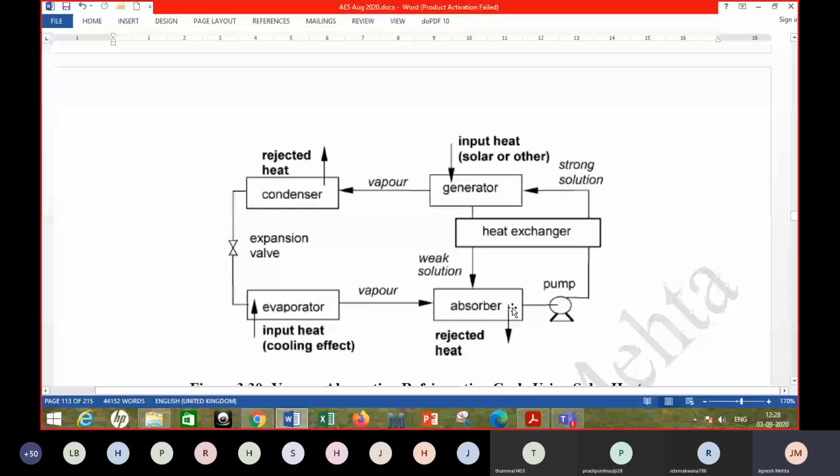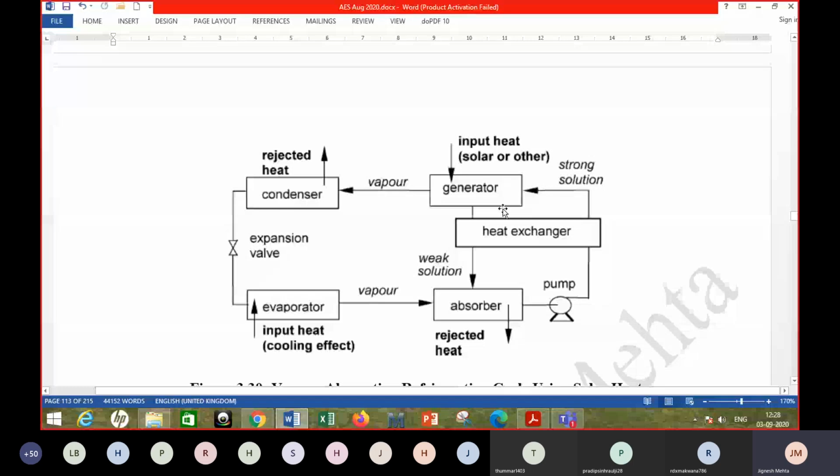So this is the main energy input which can come from solar energy, and this is how you can produce refrigeration with the help of solar energy, solar thermal energy.